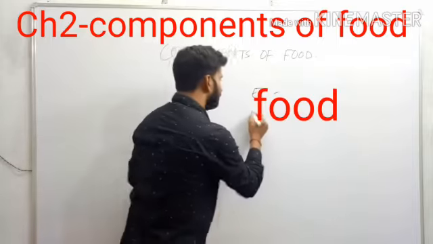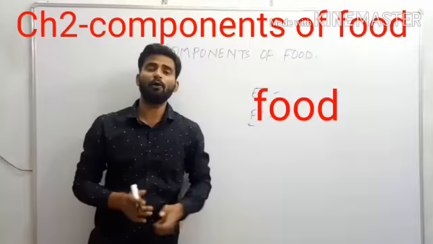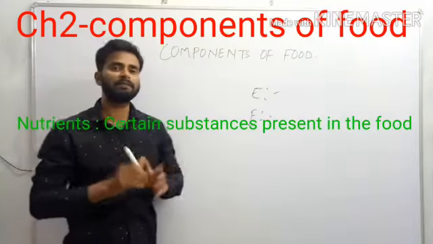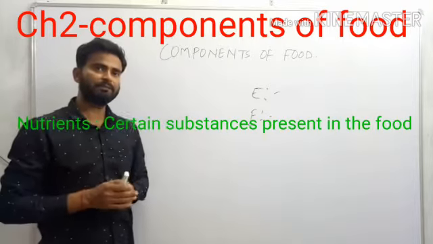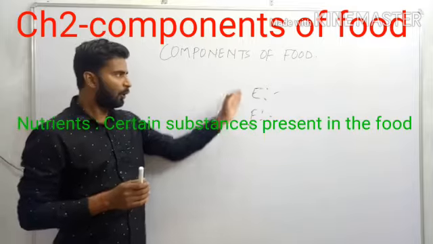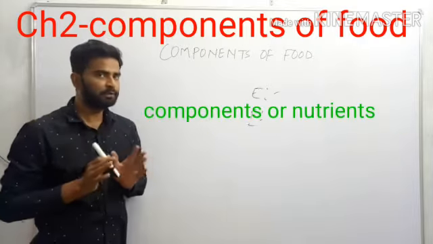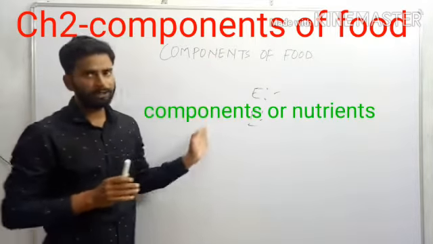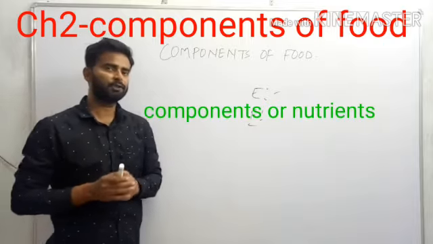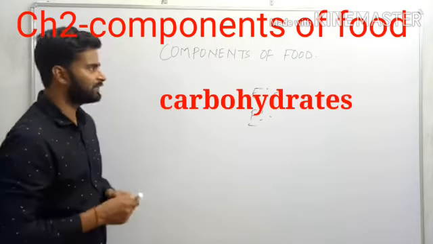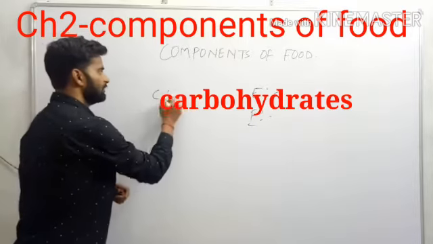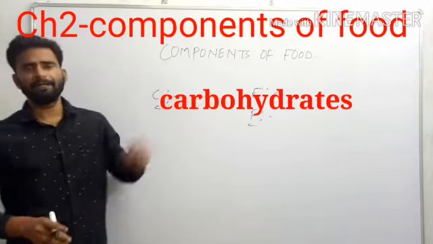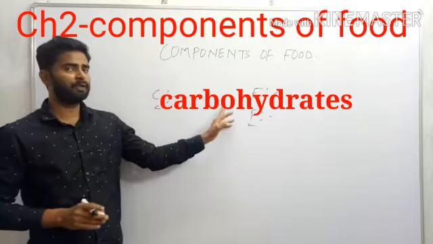In every type of food, there are certain nutrients present. In every amount there is a certain substance, that means nutrients. So all the nutrients one by one we have to understand. Components or nutrients, we have to study one by one. So the first nutrient is carbohydrate.